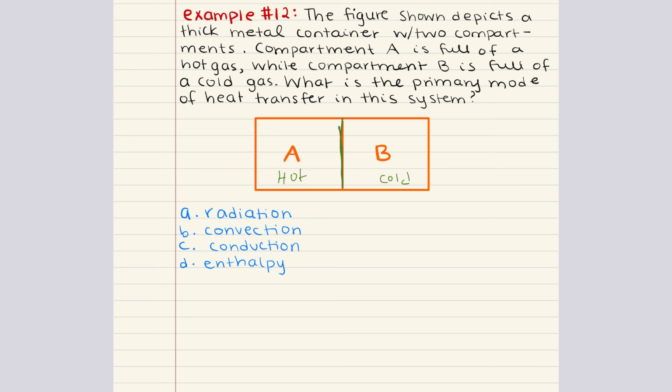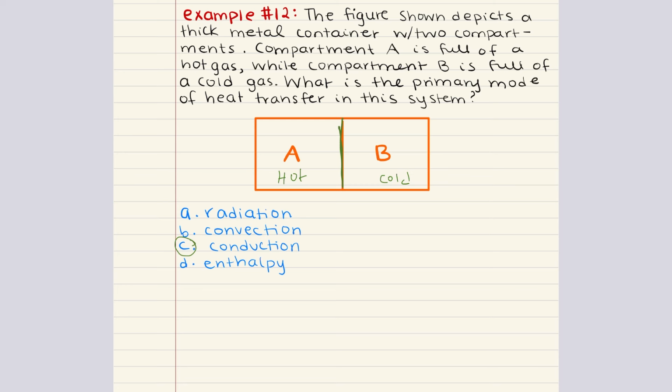Now, given that the compartments are separated by a thick metal wall, conduction is the most likely mode of heat transfer. Heat will transfer through the metal wall from the hotter compartment to the cooler compartment by conduction. The molecules in the hot gas will transfer kinetic energy to the metal wall's atoms, which will then transfer this energy through the wall to the cooler side, increasing the temperature of the cold gas. And so the correct answer here is going to be answer choice C.